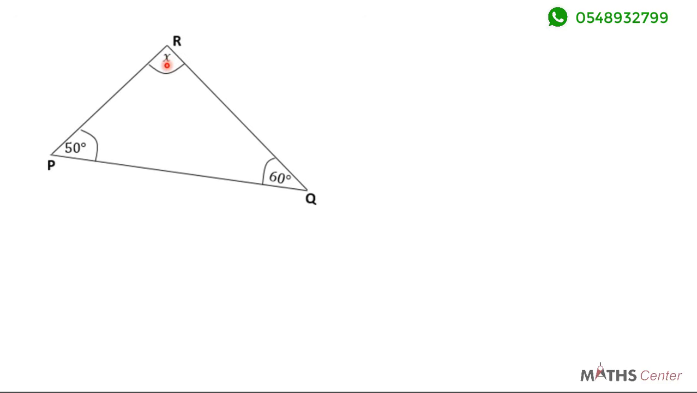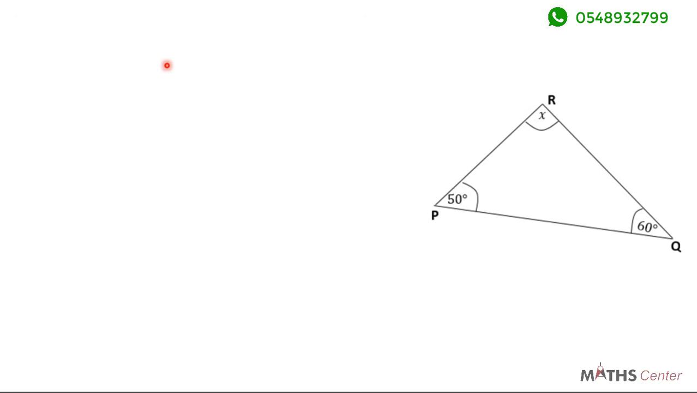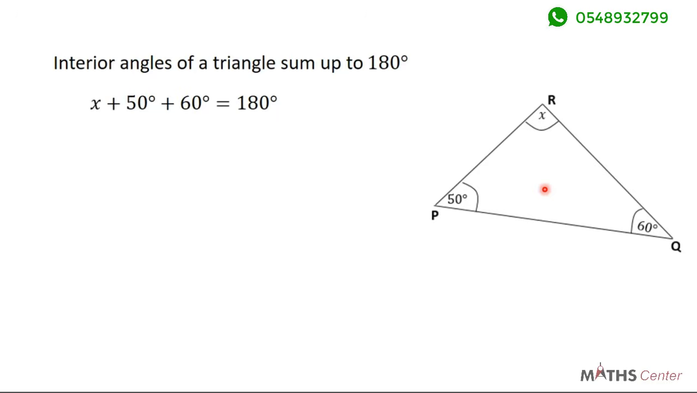So you are supposed to find the value of X. Straight away from here, we have been given all the interior angles, so we can add them and equate it to 180 degrees, because we know that the interior angles of a triangle sum up to 180 degrees. So X plus 50 degrees plus 60 degrees will give us 180 degrees. This will give us X plus 110 degrees equal to 180 degrees. So X will be 180 degrees minus 110 degrees, which will be 70 degrees.